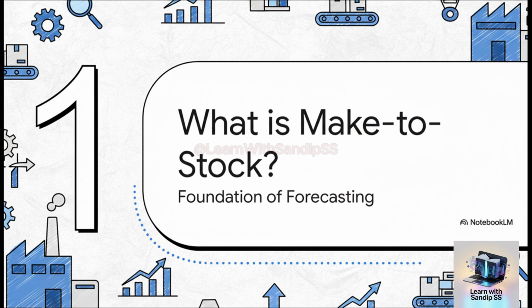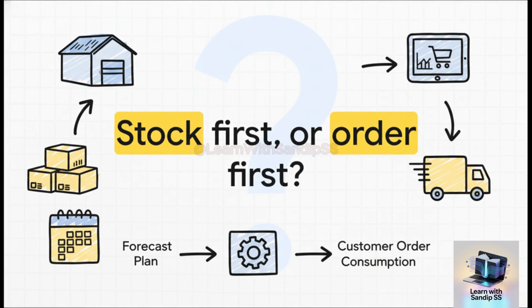Okay, first things first. Let's really get to grips with the big idea behind everything we're talking about today. What does it actually mean to make to stock? It all boils down to this one question. You see, unlike a make-to-order world where you wait for a customer to call, make-to-stock flips that script. You produce based on a forecast. You're building up your inventory before a specific customer order even exists. You're basically making a bet on what the future demand will be.